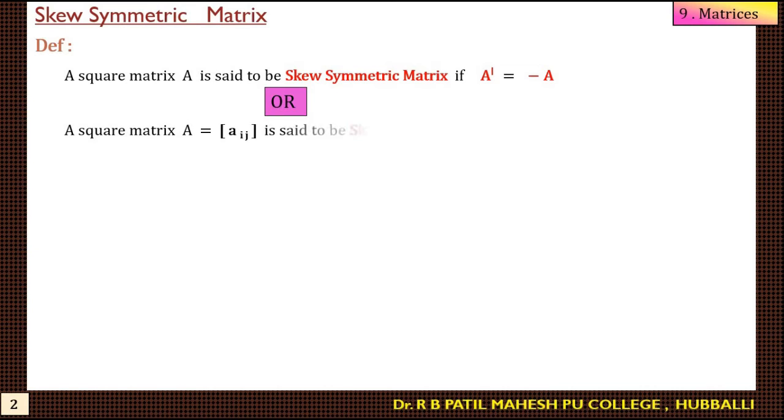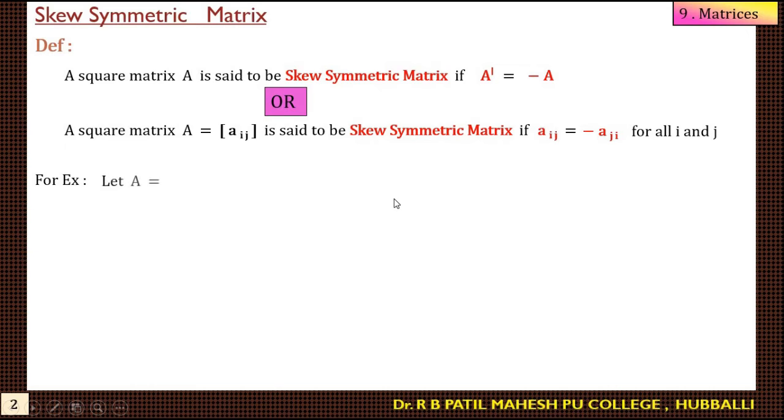Another definition: a square matrix A equal to the matrix [aij] is said to be skew symmetric if aij is equal to minus aji for all i and j. That means when the subscripts are reversed, the element should be the opposite of the ij element. That means the a12 position element is the opposite of the a21 position element. Opposite means negative.